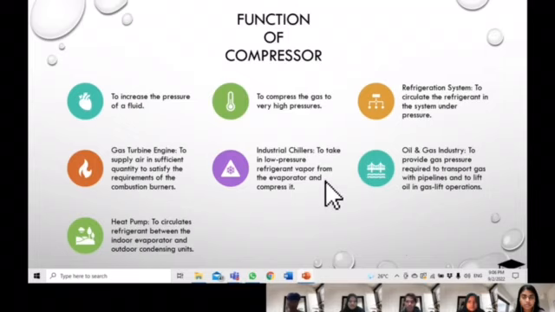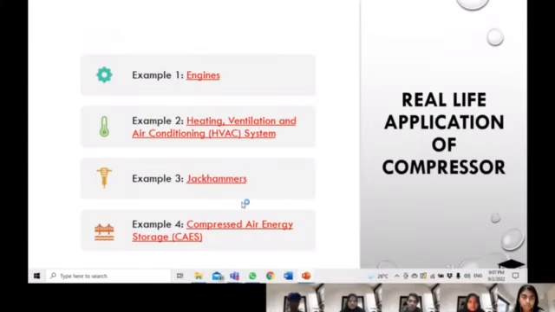For industrial chillers, the compressor is used to take in low pressure refrigerant vapor from the evaporator and compress it. In the oil and gas industry, the compressor is used to provide the gas pressure required to transport gas through pipelines and to lift oil in gas lift operations. And the last one is in a heat pump, the compressor works to circulate refrigerant between the indoor evaporator and outdoor condensing units.